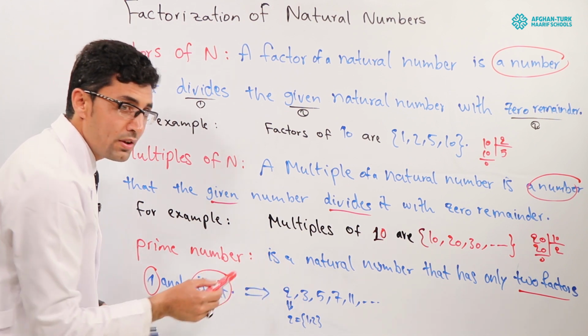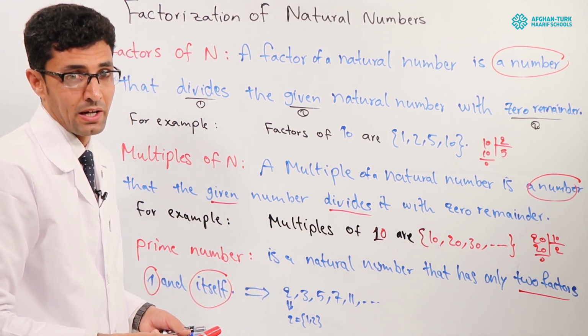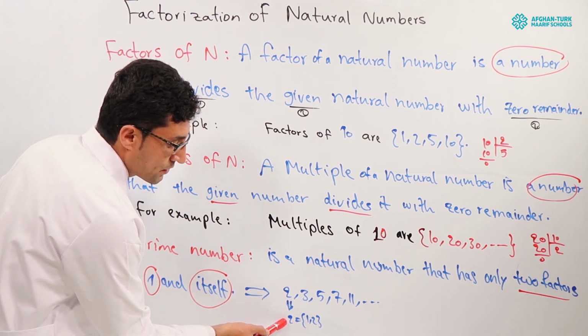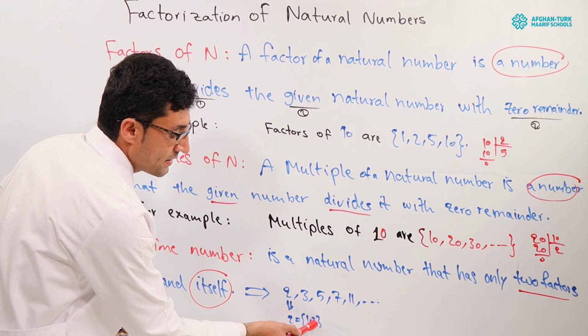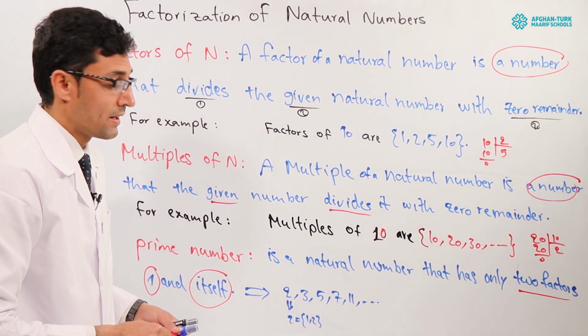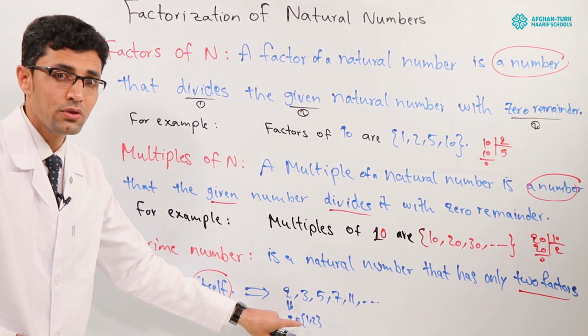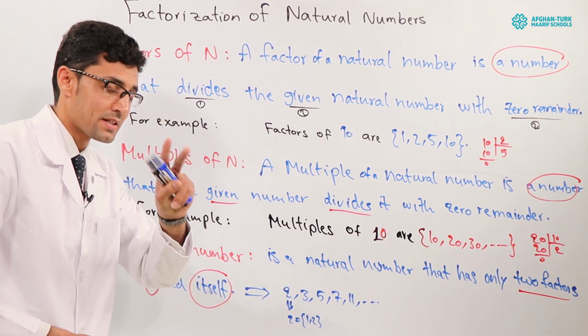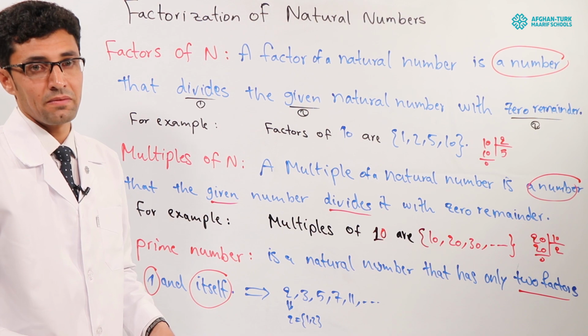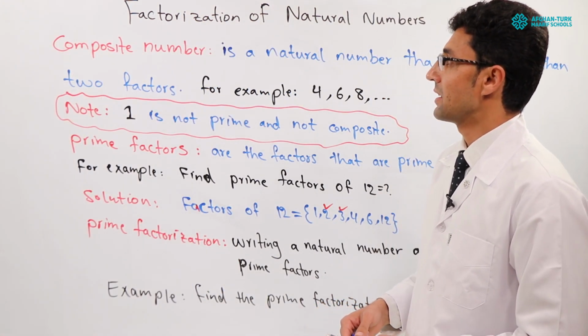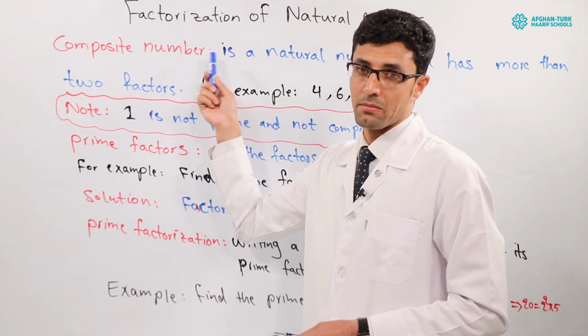2 is the only even number which is prime. Why is this prime? Because 2 is equal to 1 times 2. The only factors of 2 are 2 numbers, 1 and itself. Okay, dear students, now we are going to start to understand composite numbers.